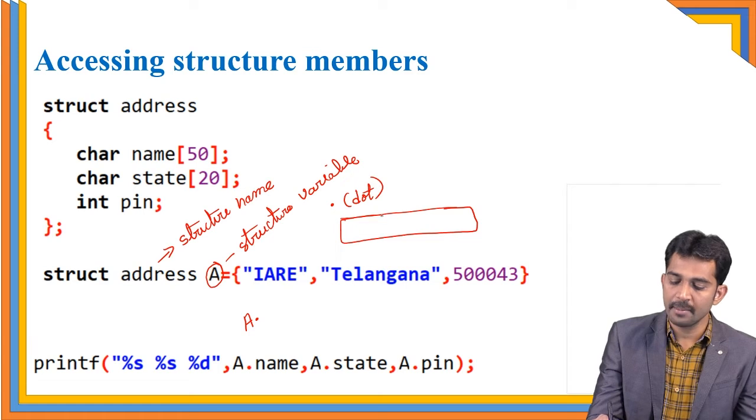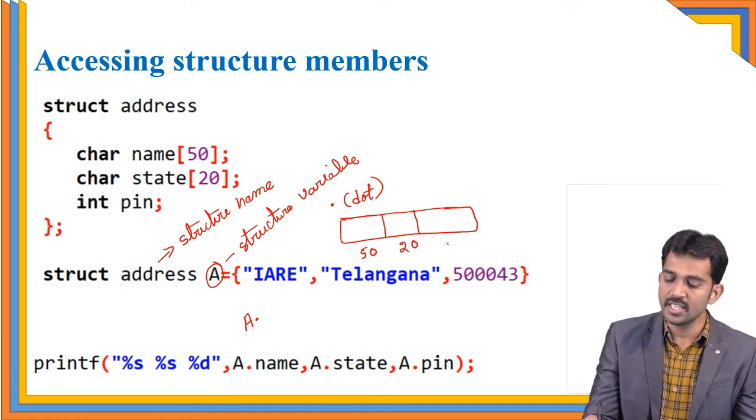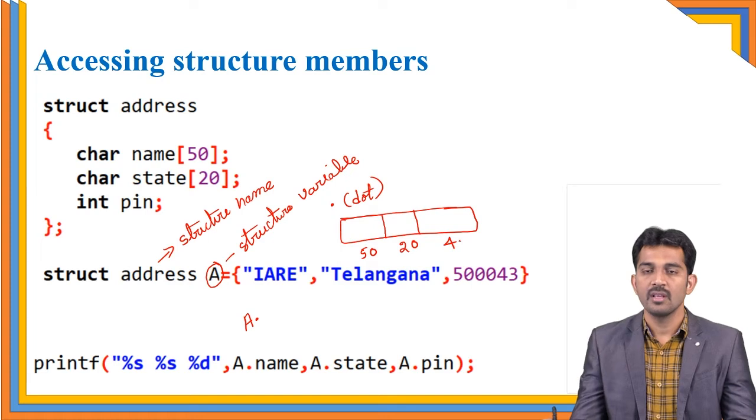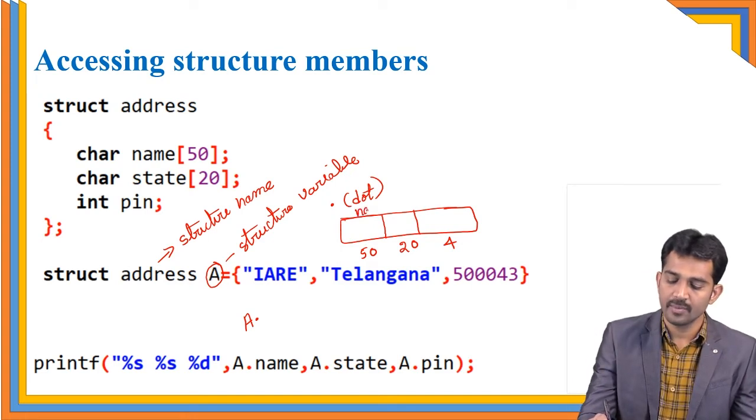See, first one is the name. Name contains 50 bytes, and state contains 20 bytes. And pin contains, what is the integer size? 4 bytes, right? So this is the name, and this is the state, and this is the pin.